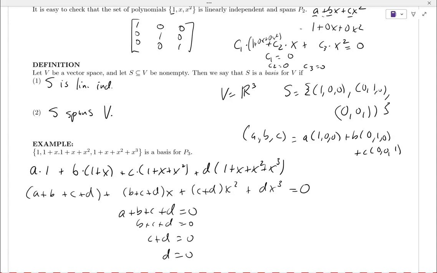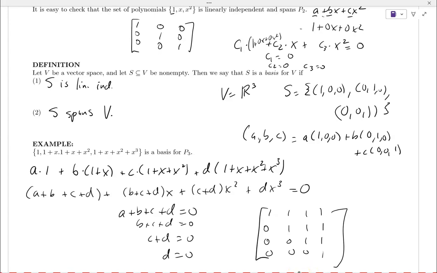Now this is not hard to solve, because I can look at it and tell what the answers have to be. But if you were to try to solve this using a matrix, I'm trying to solve for the a, the b, the c, and the d, right? If we make a matrix out of that, what would your coefficient matrix look like? It would be 1, 1, 1, 1 across the first row, right? Second row would be 0, 1, 1, 1, then 0, 0, 1, 1, then 0, 0, 0, 1, right?